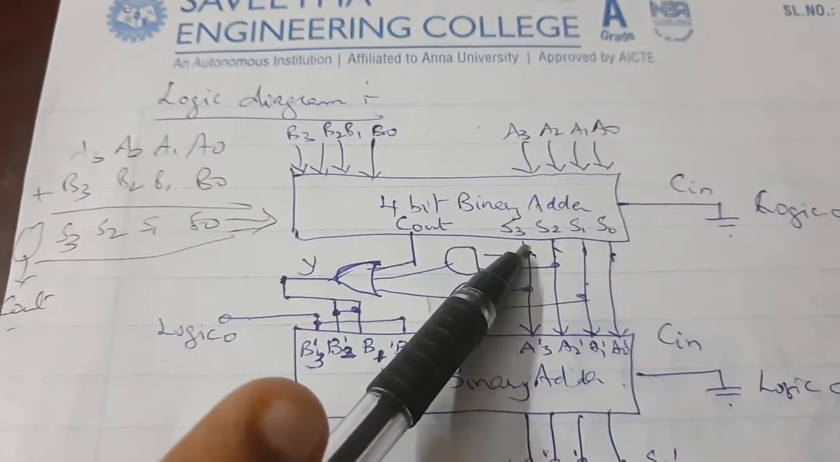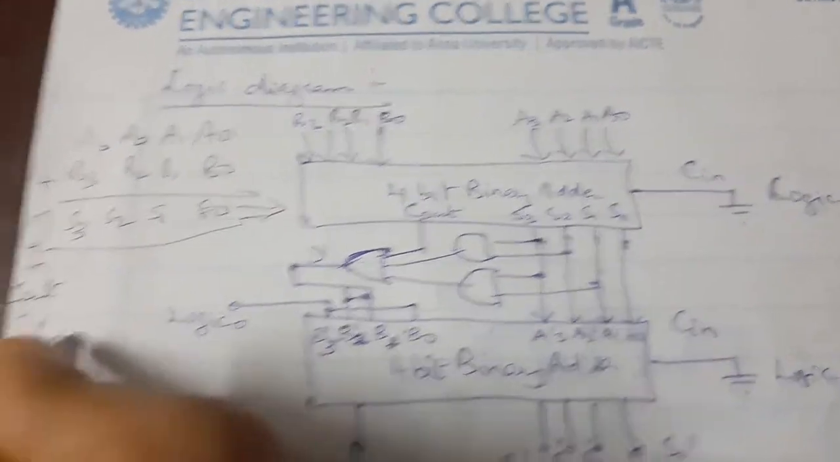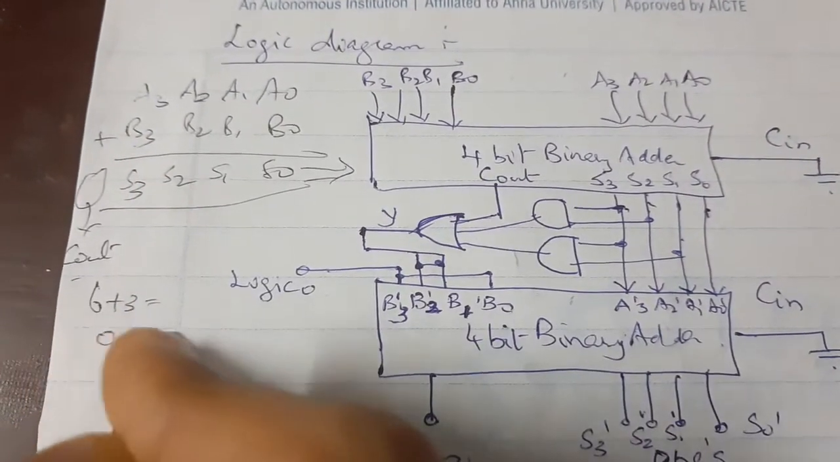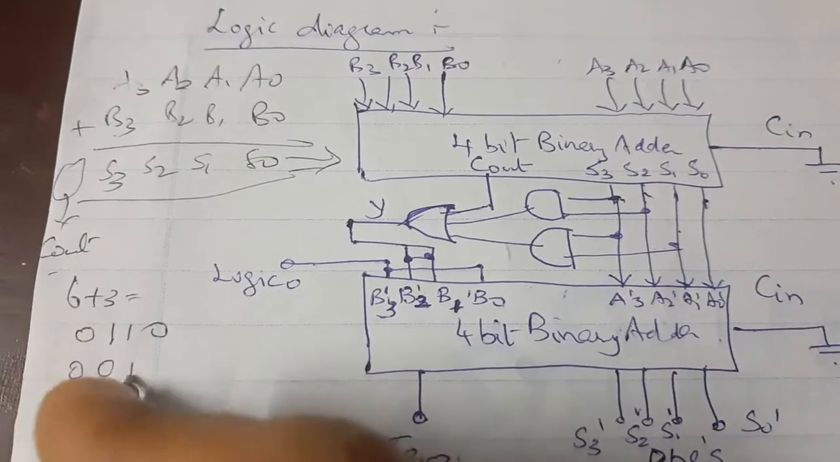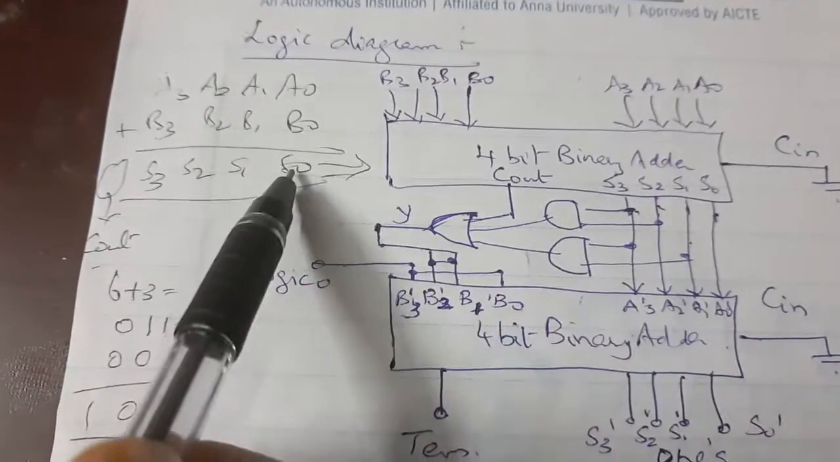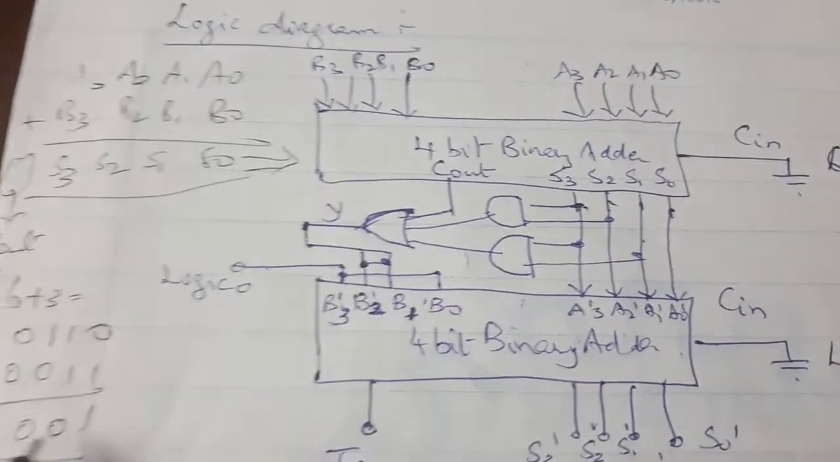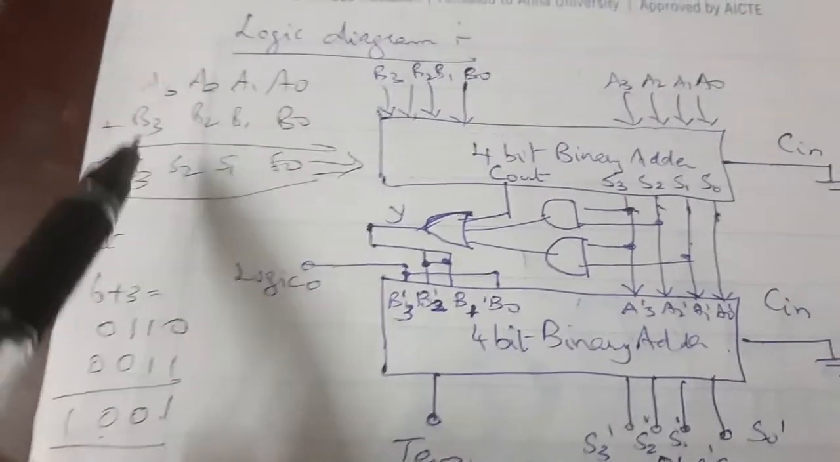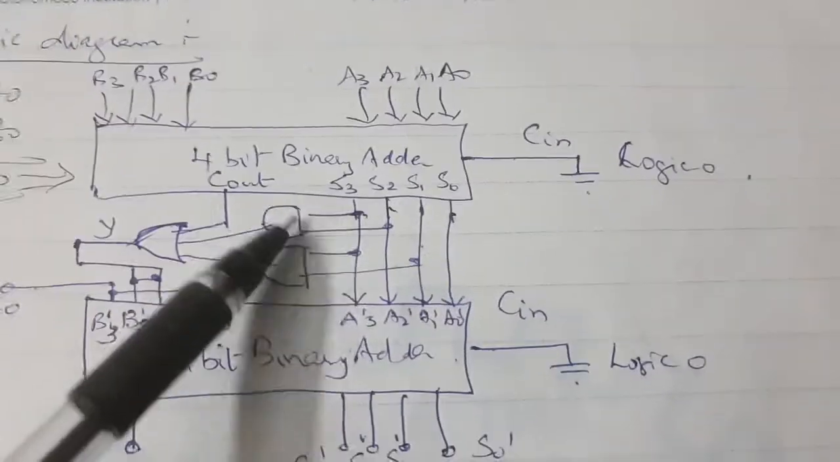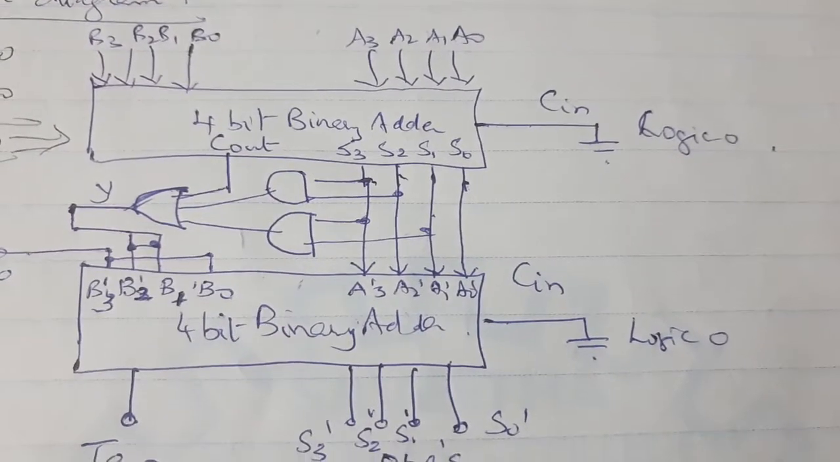Okay. Now you are going to check whether this is 6 plus 3. This is 6, this is 3. You write down 0, 1, 1, 0, 0, 0, 1, 1. You add the value. Okay, this is the answer. So you will get S0 as 1, S1 as 0, S2 as 0, S3 as 1. Final carry is 0. The answer is 1, 1. It is a valid code.